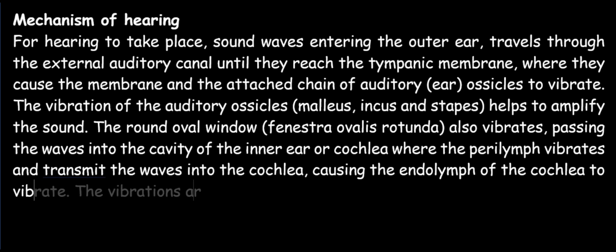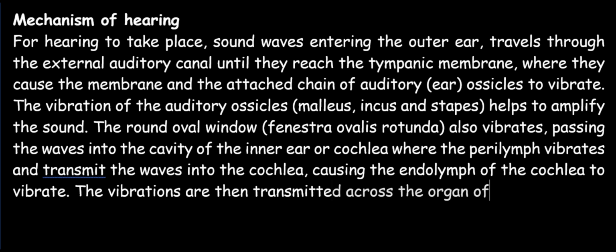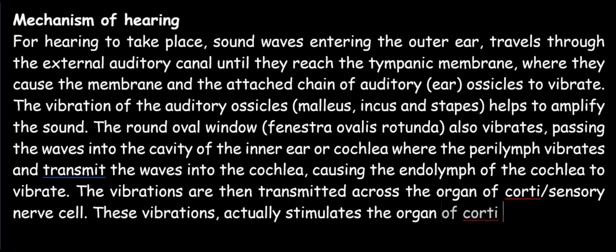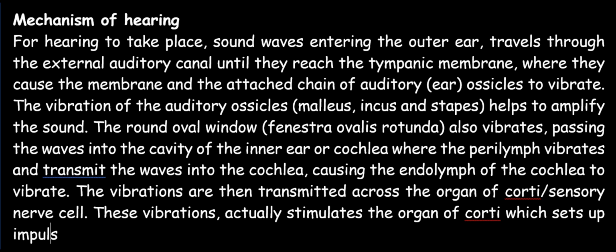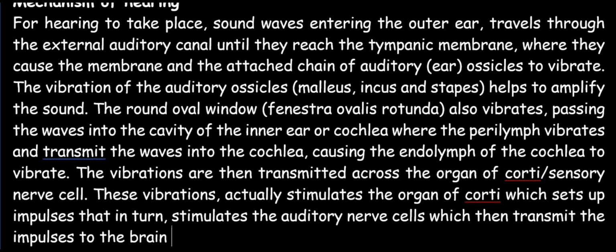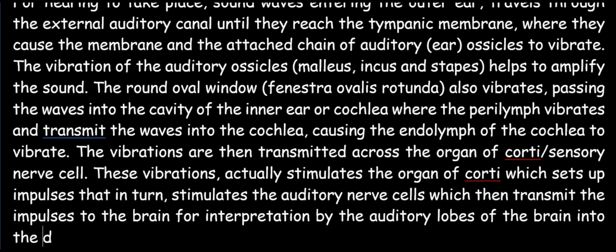These vibrations are then transmitted across the organ of Corti, also known as the sensory nerve cell. These vibrations stimulate the organ of Corti, and this sets up impulses that in turn stimulate the auditory nerve cells, which then transmit the impulses to the brain for interpretation by the auditory lobes of the brain into the different sounds we hear.